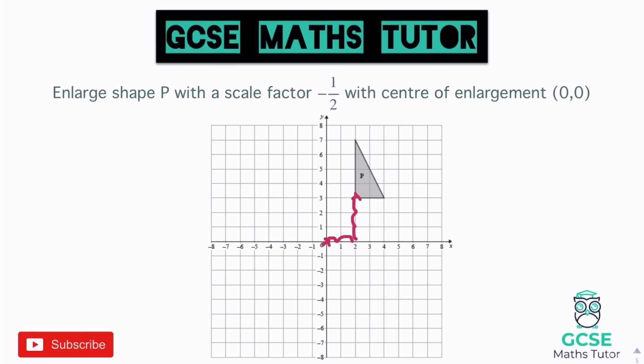Now all I need to do this, and it's going to be quite small on this diagram, is I just count in the opposite direction by whatever the scale factor is. That's what the negative is. So rather than going from 0, 0, rather than going right and up, I'm going to go left and down.